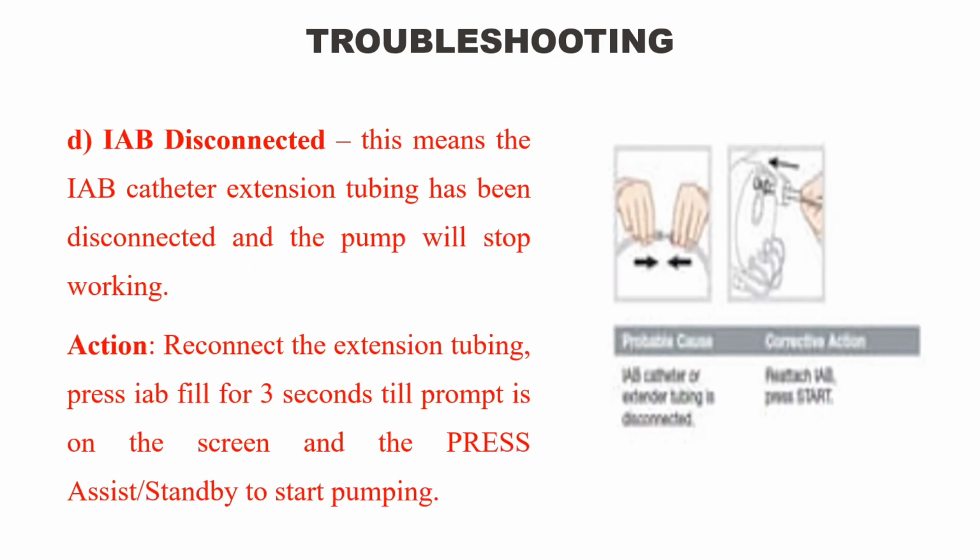IABP disconnect. This means the IABP catheter extension tubing has been disconnected and the pump will stop working. So what action needs to be taken? Reconnect the extension tubing, press IABP fill for 3 seconds until the prompt is on the screen, and press assist. Standby, then start pumping.